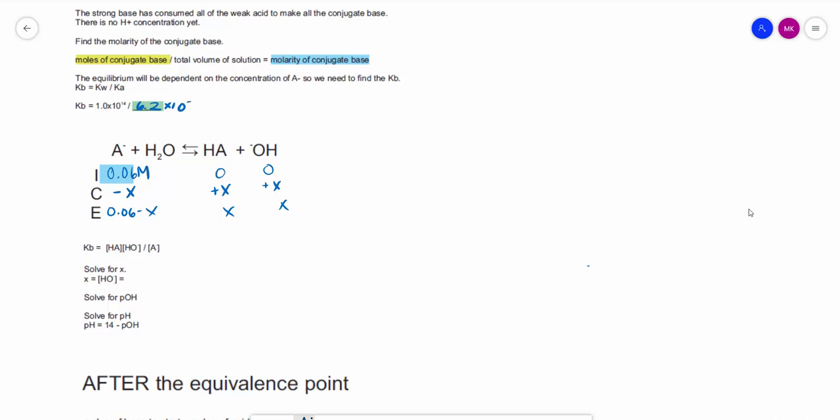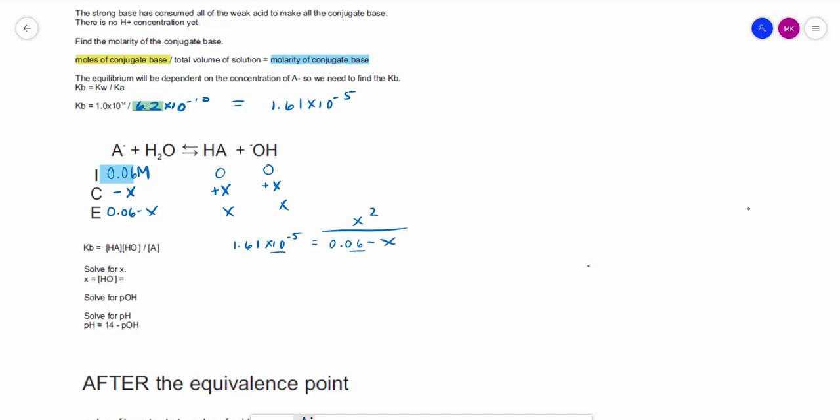So I take 1 times 10 to the negative 14, divide it by 6.2 times 10 to the negative 10, and I get a KB value of 1.61 times 10 to the negative 5. So my KB expression is 1.61 times 10 to the negative 5 is equal to the products multiplied together, x squared, over the reactant concentration, 0.06 minus x.